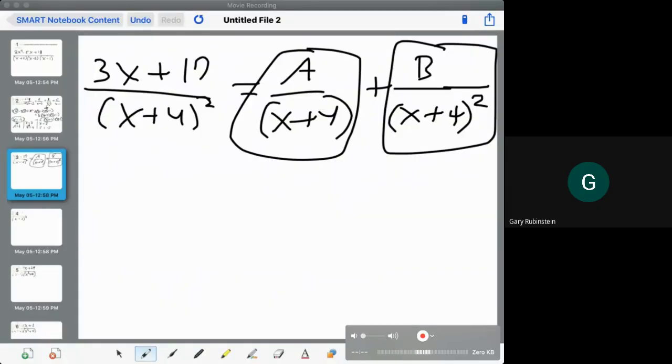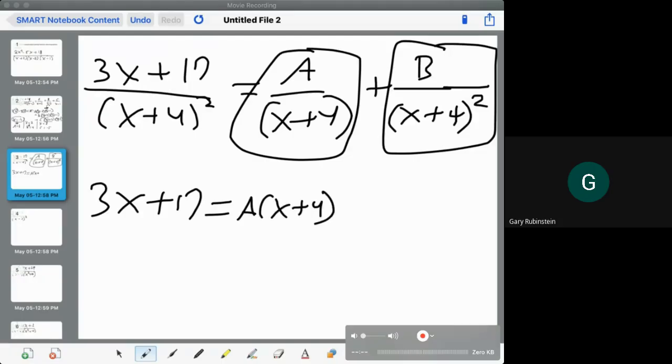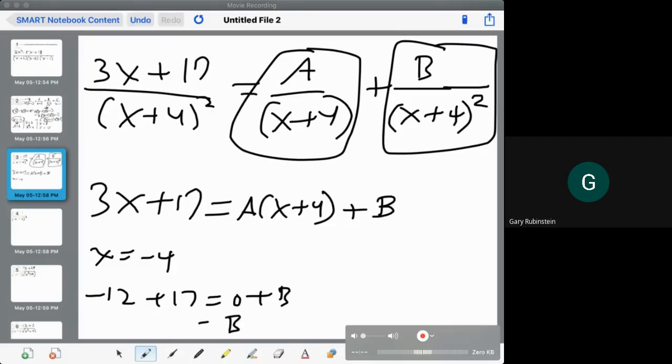Now the next step is still the same as before. If you multiply through by x plus 4 squared, we end up with that. And we can do a convenient value with x equals -4. That will get us -12 plus 17 equals 0 plus b, and b is equal to 5.